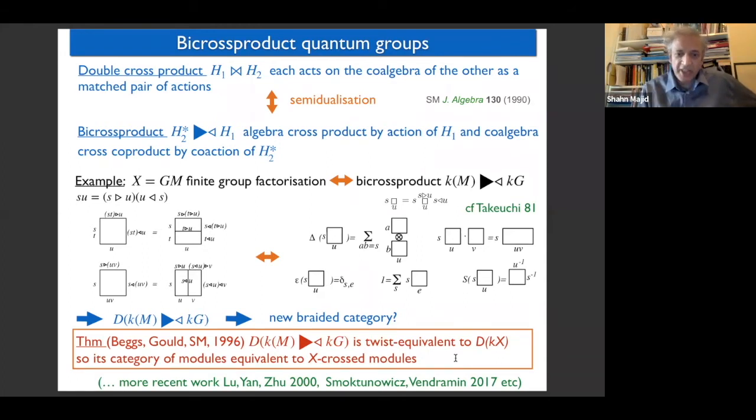Now, of course, there's a lot of work that's been done since that time. The most important paper, I guess, is Liu, Yan and Zhu, 2000, which was about the quasi-triangular structures on this. And then there was much later work, which I'm sure Leandro is going to talk about, so I won't say too much about it, by Agata and Leandro, relating to set theoretic solutions and braces. So that just gives you a flavor of how braided categories arise from quantum groups.